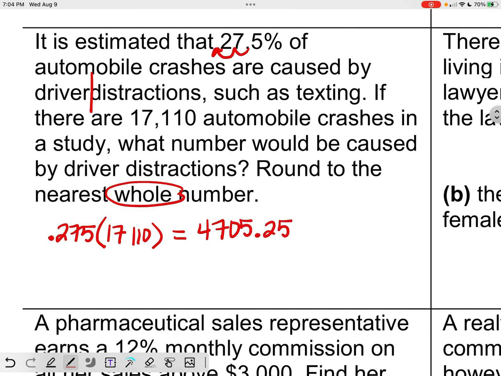Okay. And going to the nearest whole number, 0.2 is less than that 5. So it's literally just this piece that's right here. We would say it's 4,705 crashes.